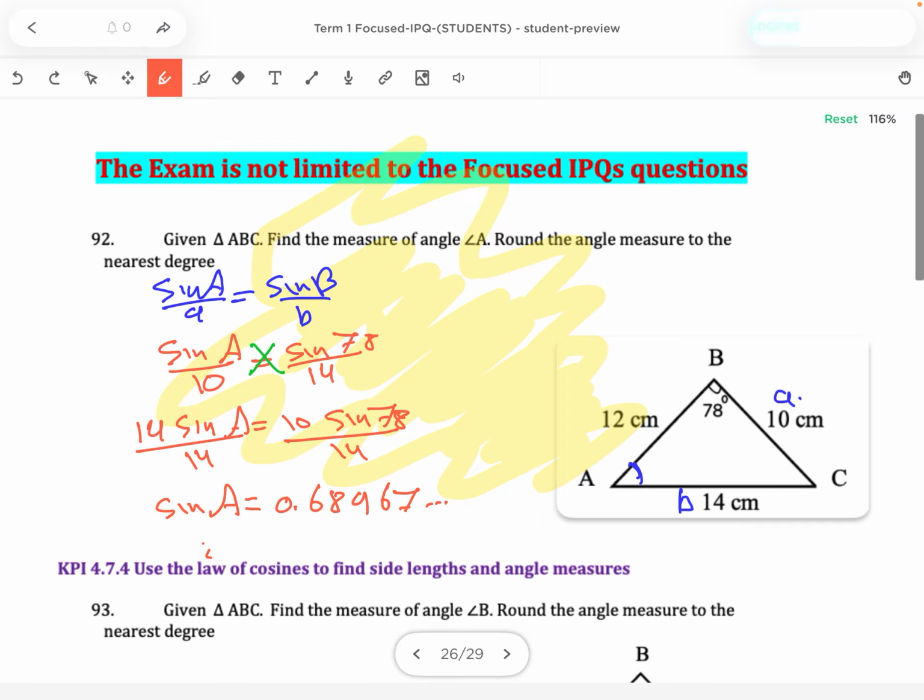0.68967. So I need A, which is sine inverse of the answer that we got. Sine inverse of this answer, which is 0.6968967. So the answer will be 44.3. They need the answer to the nearest degree, so the answer will be 44 degrees.